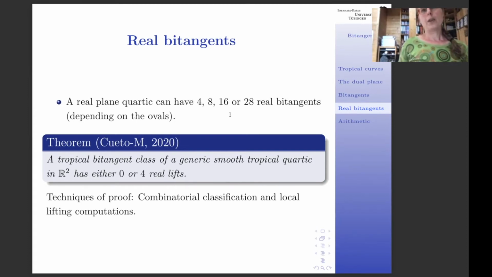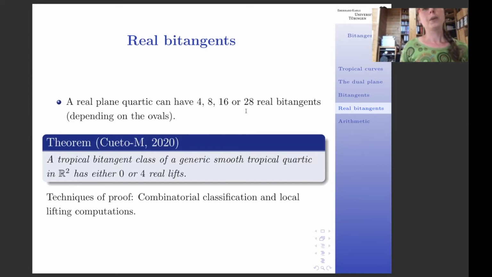Now, when I learned about these possible numbers for real plane quartics, I have to admit that only looking at the numbers intrigued me somehow, because you see that they are all multiples of 4, right? 4, 8, 16, 28. They're all multiples of 4. And we just learned that over the complex numbers, one of those 7 tropical bitangent classes has 4 lifts.